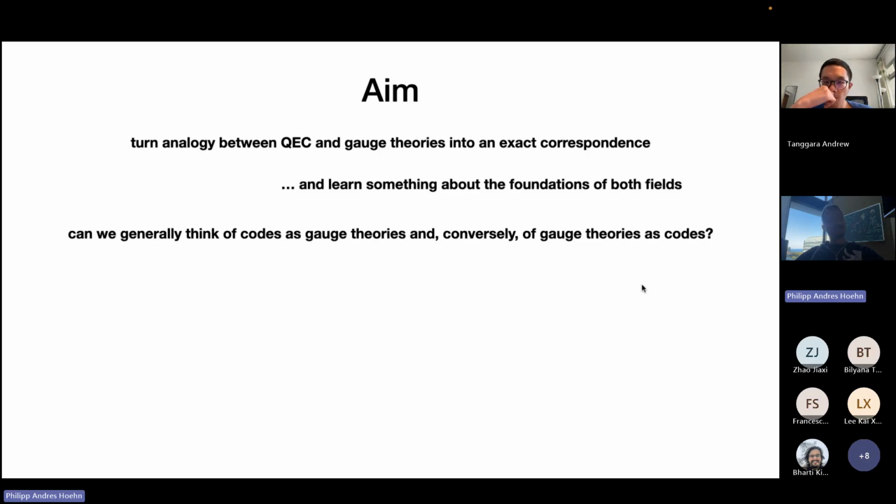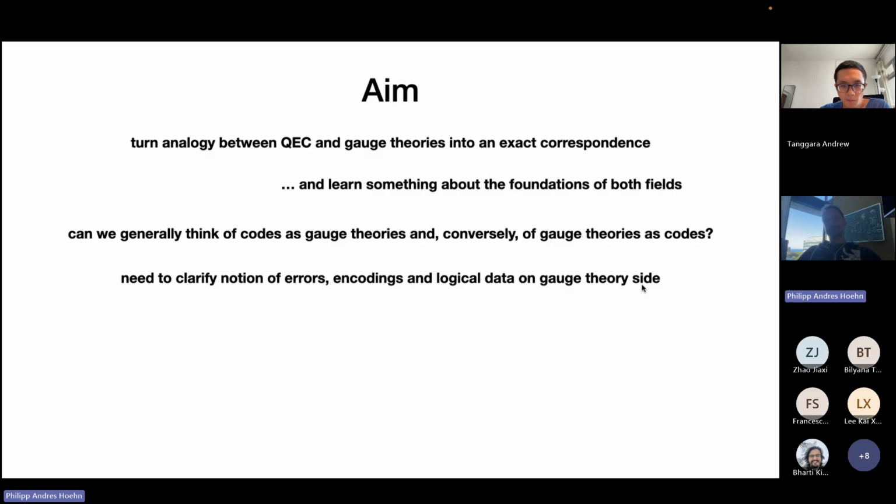For the moment in this talk, I will not consider any kinds of applications of these observations that you might want to have in a practical implementation of a code or something like this. Those are questions that one would have to investigate afterwards. So the question that arises is whether we can generally think of codes as gauge theories, or conversely of gauge theories as some kind of codes.